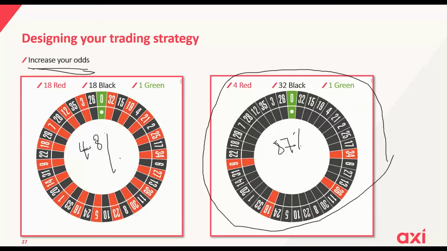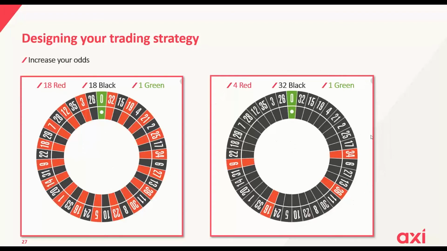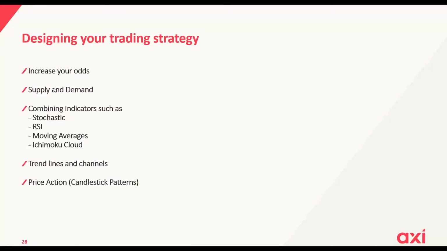How do we increase our odds? I've just shared it with you guys. You can increase your odds by using supply and demand. You can combine indicators: Stochastic, RSI, moving average, Ichimoku, using trend lines, using channels, using price action like candlestick patterns.